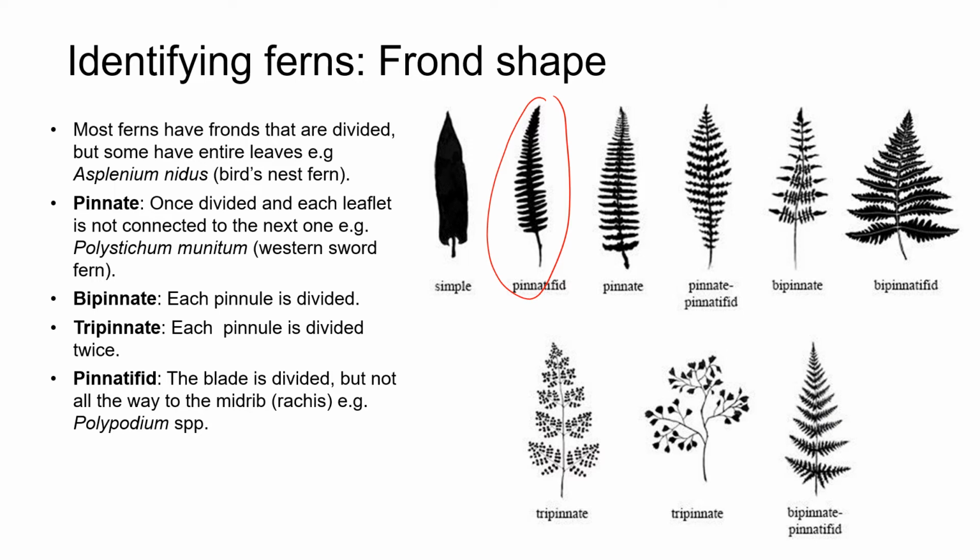Blades that are once divided and each leaflet is not connected to the next one are described as pinnate. And Polystichum munitum, western sword fern, again one of our locally native ferns, is a good example of a frond that's pinnate. If each pinnule on a pinnate blade is itself divided all the way to its midrib, the blade is described as bipinnate. And then if it's divided 3 times, the blade is described as tripinnate.